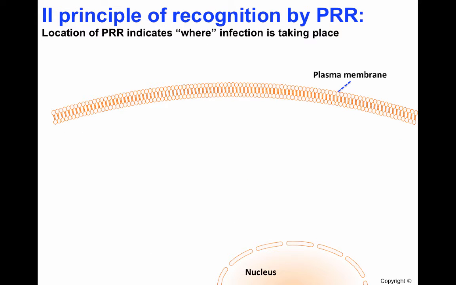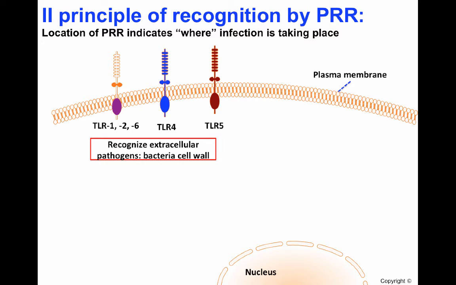The location of PRRs indicates where the infection is taking place. PRRs expressed on the cell membrane, outside of cells, allow recognition of PAMPs found on the surface of pathogens. Here, TLRs are well characterized PRRs, with TLR 1, 2, 4, 5, and 6 recognizing patterns of extracellular pathogens.